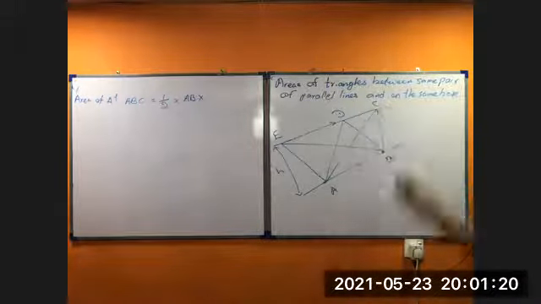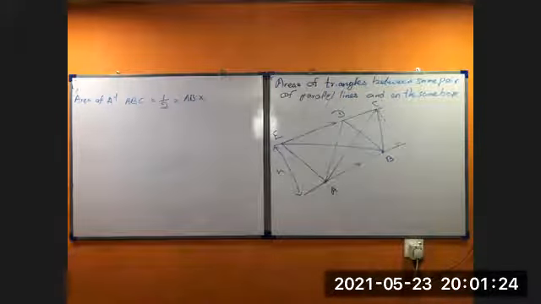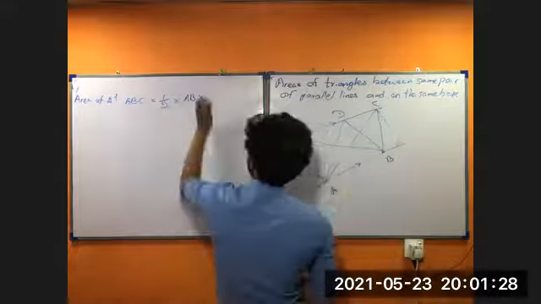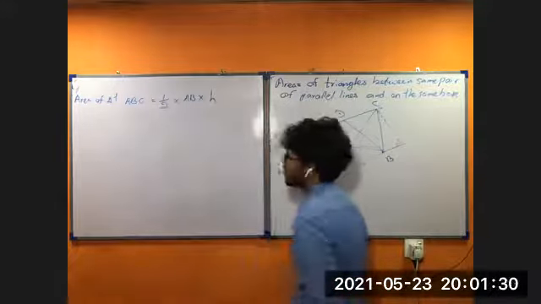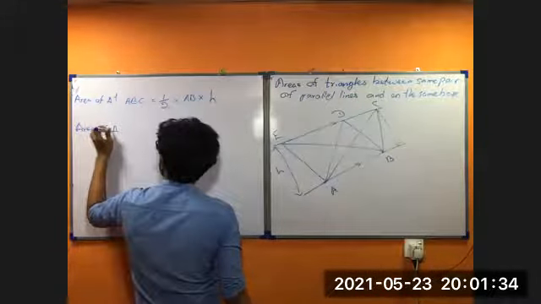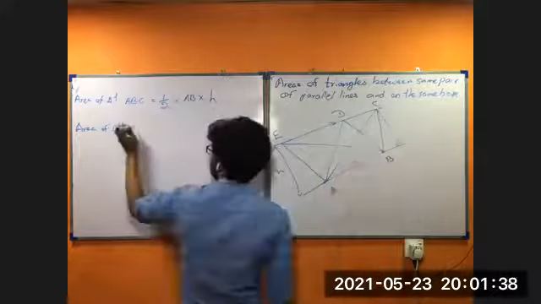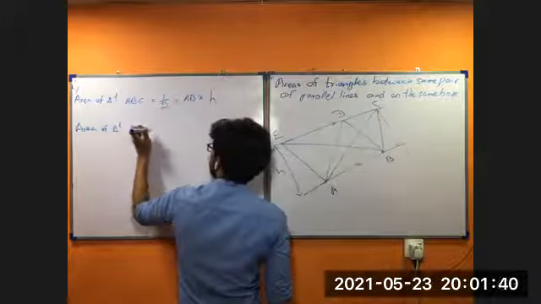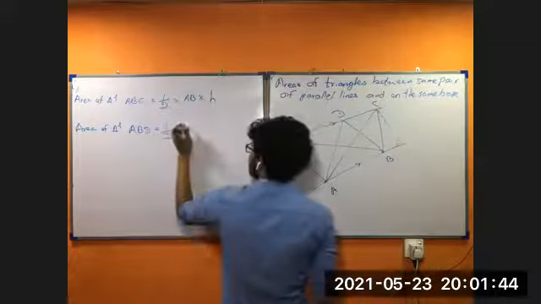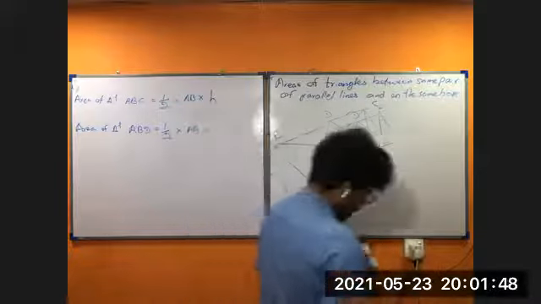So what is this length? It is going to be H, right? The distance between the two parallel lines is H. So the area is half into base into perpendicular height, half into AB into H. Area of triangle ABD, what is it? Again, half into base AB into perpendicular height.